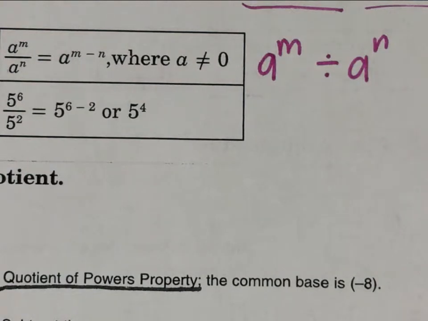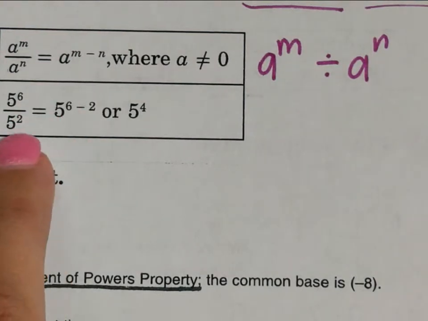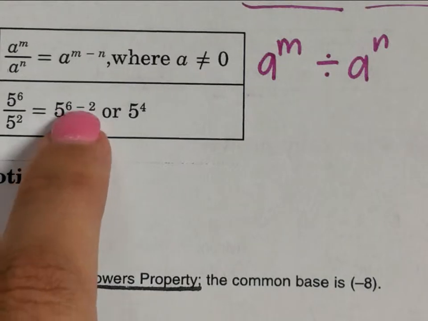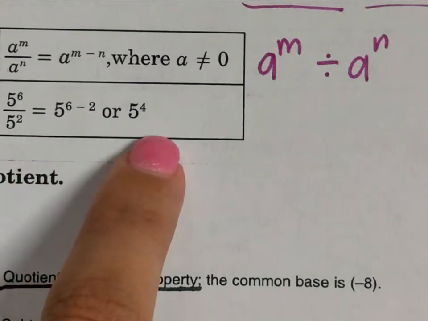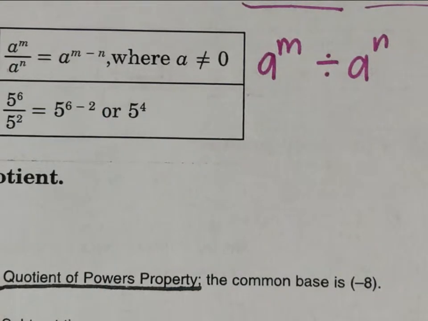Okay. So I have 5 to the 6th divided by 5 to the 2nd. So since I have the same base of 5, that means I can say 5 to the 6th minus 2, which equals 5 to the 4th. So you're subtracting the bottom number from the top. Okay.